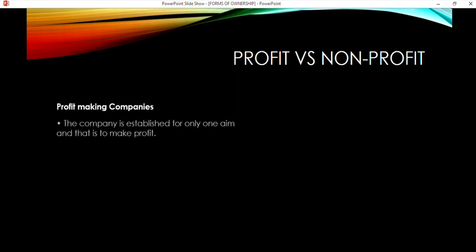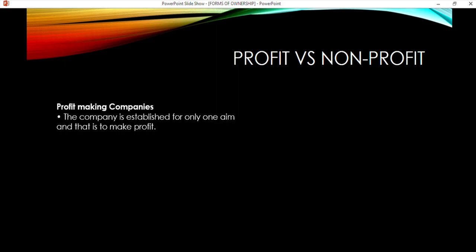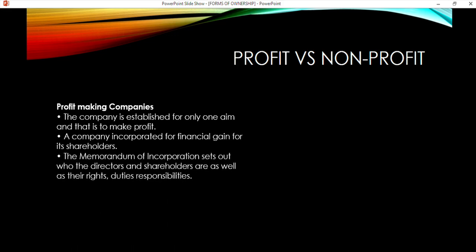So a profit-making company has one aim. They want to make a profit. So they are incorporated for financial gain for shareholders. It's set out in the memorandum of incorporation, and that specifies that there's directors, shareholders, and what the rights, duties, and responsibilities are. But it also sets out the number of shares that the company is authorized to issue. A share is where you sell part of your ownership to another person or a company.